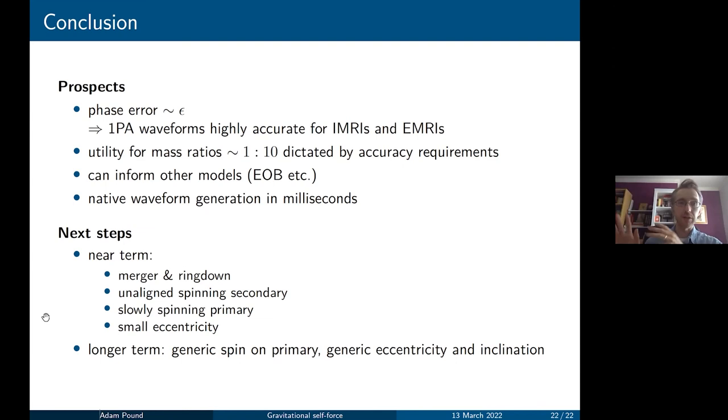Longer term, especially for EMRIs, we really need generic spin on the primary. We need a Kerr background, not a Schwarzschild background, because EMRIs are around supermassive black holes that typically have very high spin. And of course, we also need generic eccentricity and orbital inclination. So there's a long road still to go, but we're now at a stage basically where we have a complete model that's highly accurate in a certain regime, and it's ready to go.